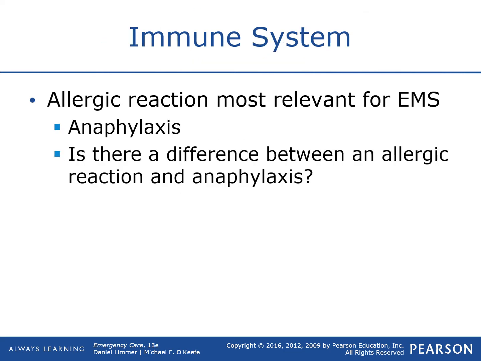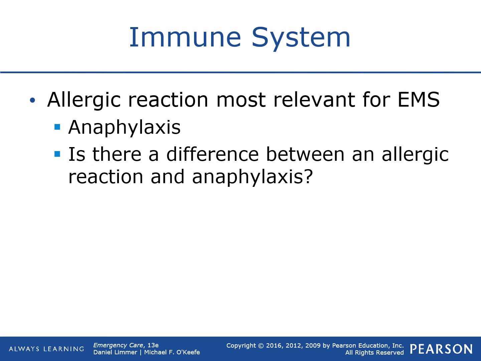Moving on into our immune system. For emergencies, just like with the endocrine system, our most common emergency is diabetes. Immune system, our most common emergency is allergic reactions. So that's the most common thing we see with our immune system that we as EMS providers have to fully assess and treat.